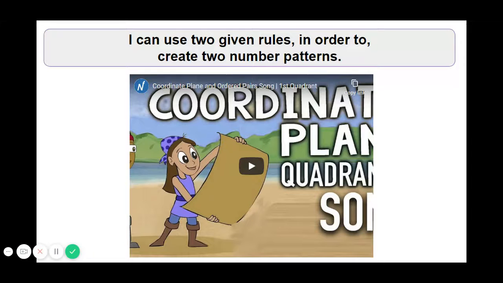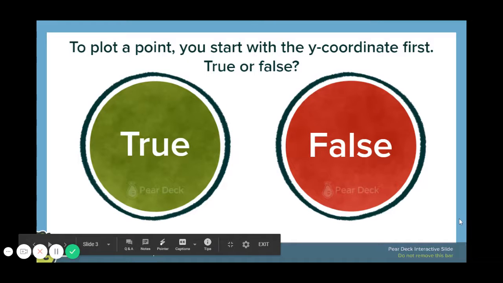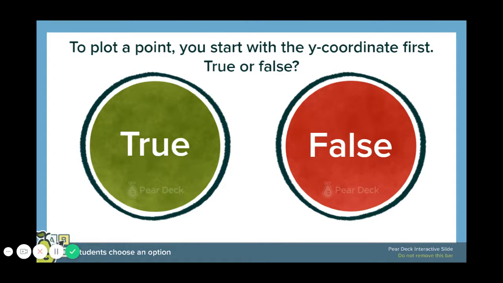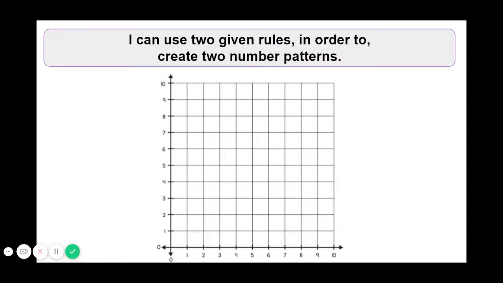Hello everybody, today we are going to start by reviewing how to plot points in the first quadrant of our coordinate grid. Alright, so to plot a point, you start with the y coordinate first. Is that true or false? It is false because we know that we start with the x coordinate first.